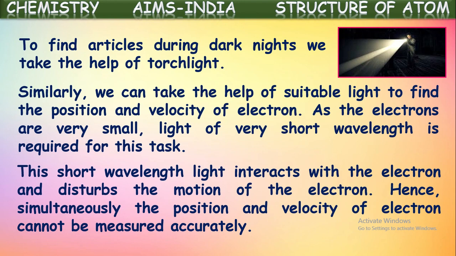Without disturbing the electron, if we just pass light, we may detect its position or velocity exactly. But when we pass light onto the electron, it may interact with the electron and there may be a change in the energy of the electron, and hence it disturbs the motion of the electron. So if we calculate the position and velocity simultaneously, there may be some changes, errors. Hence we can say simultaneously the position and velocity of an electron cannot be measured accurately. If we measure, we get some errors.